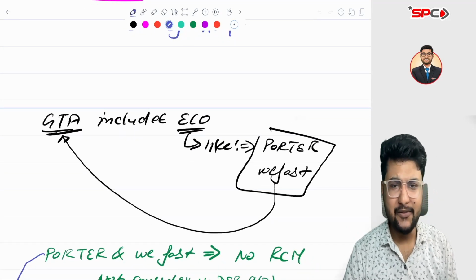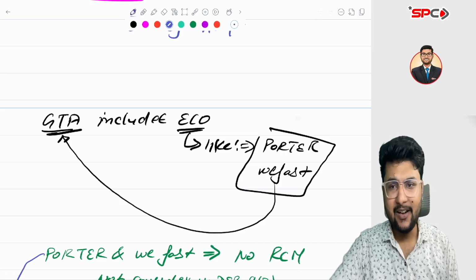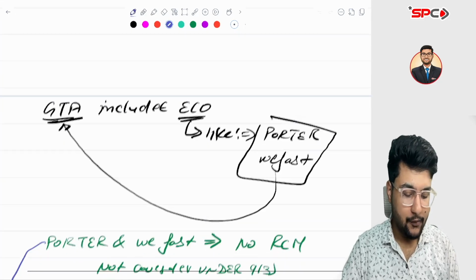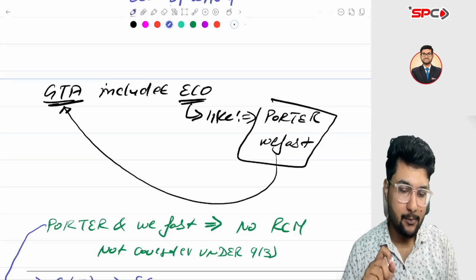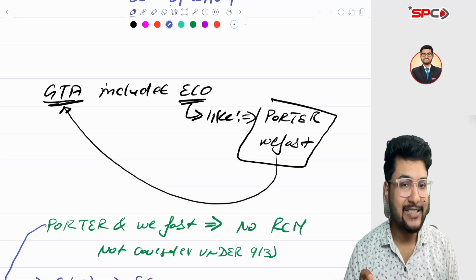Another player is VFast. So Porter and VFast, before the May 2026 attempt, were covered under the definition of GTA and they had to pay RCM. RCM will apply. But from May 26 and onward, Porter and VFast are not covered under 9(3), meaning no RCM will apply.